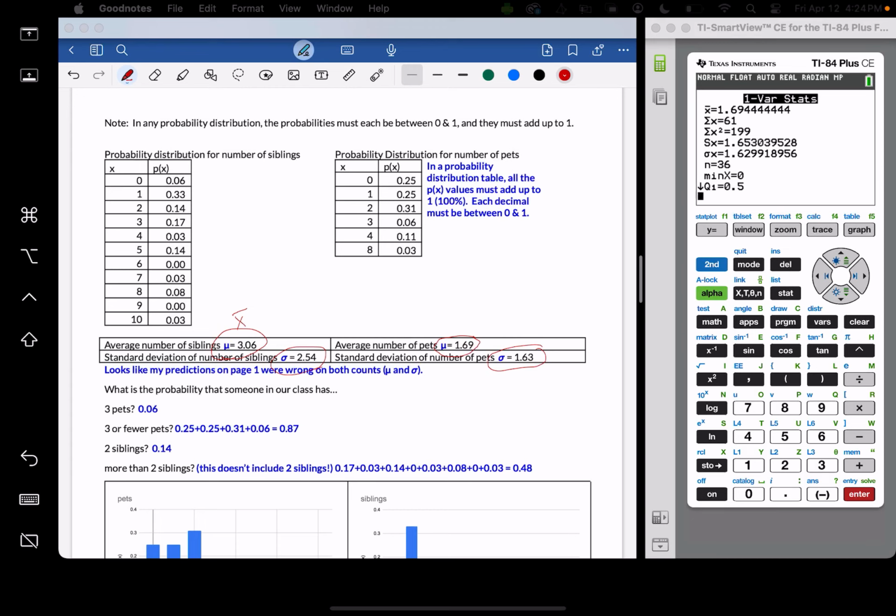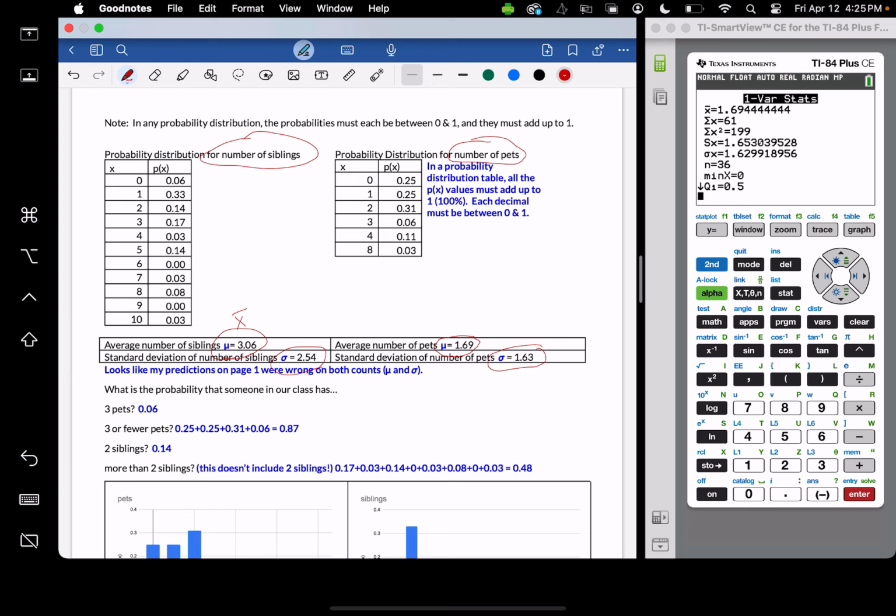So this is the chapter 4 activity page 2. We did a lot of work on the previous page. This is the cleaned up version of the two probability distributions. One was for the number of siblings, and one was for the number of pets. And this is referring to the statistics student survey where you were asked how many siblings or how many pets you have.